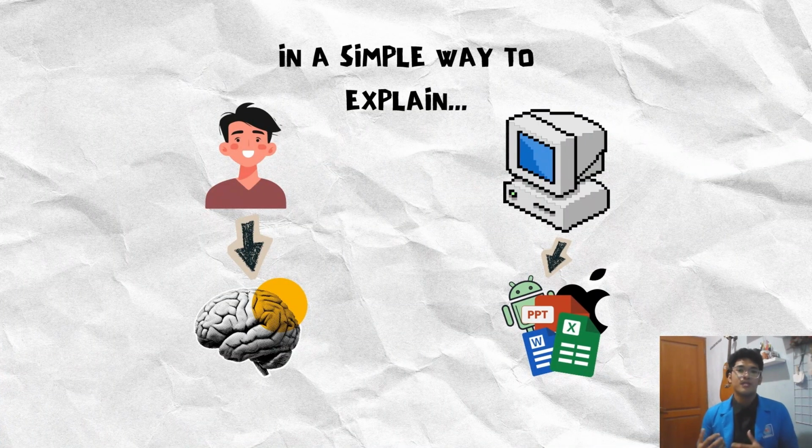In a simple way to explain, if we as humans think with our brain, computers think with their software systems. A software system is something that tells the computer what to do, just like the human brain. Because the brain tells us what to do, like if we get hungry we need to go eat, if we feel dirty we need to go to the bathroom, just like the computer. If the computer needs something, it will be thinking with its software systems.